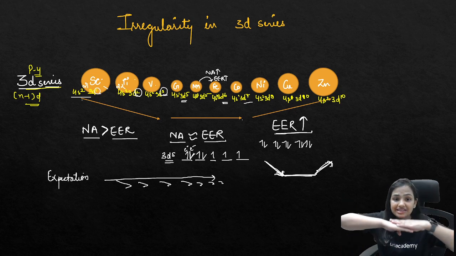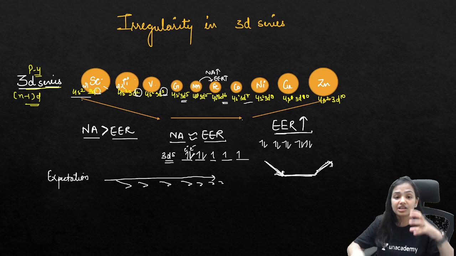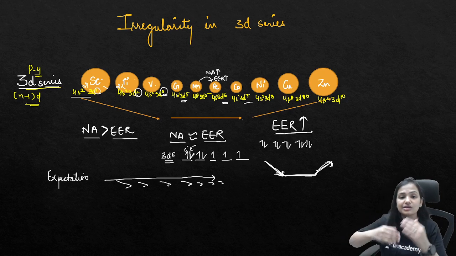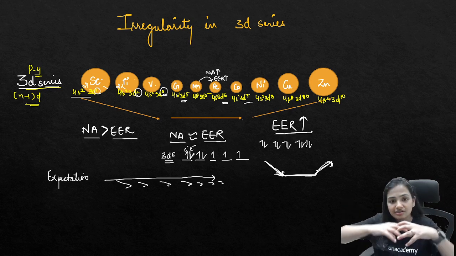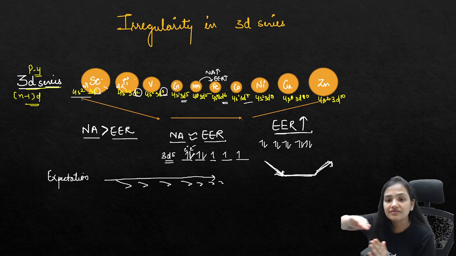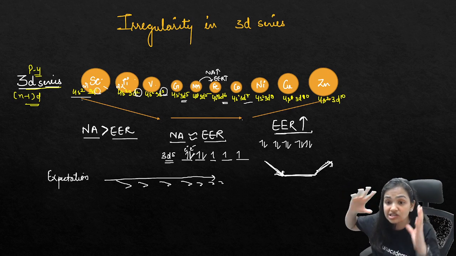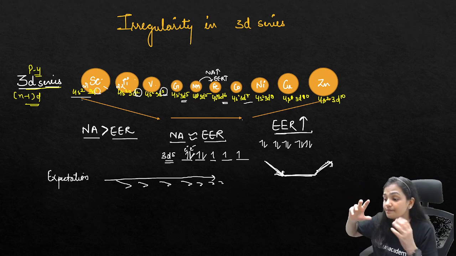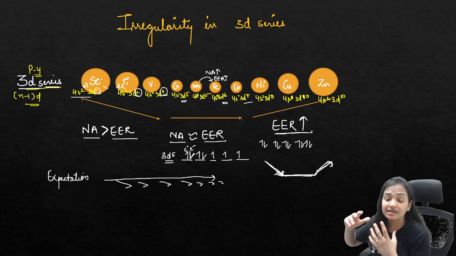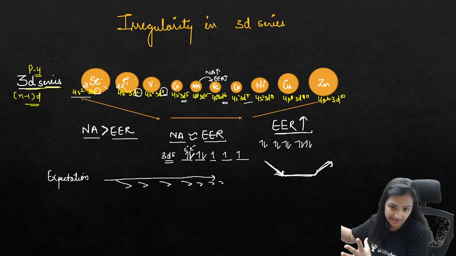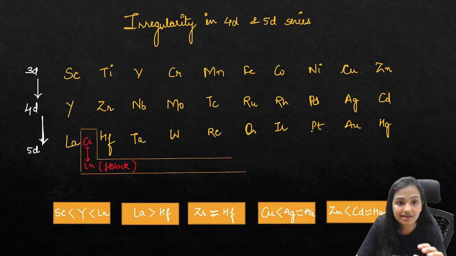Here in the case of Cr, Mn, Fe and Co, the nuclear attraction gets compensated by the repulsion. Attraction is also there, and slowly the repulsion increases, so it gets compensated, so they are almost the same in size. Then from Ni, Cu, Zn, there is a much greater increase in the electron repulsion, and so therefore the size increases. I hope you got the irregularity of the 3D series elements as well.